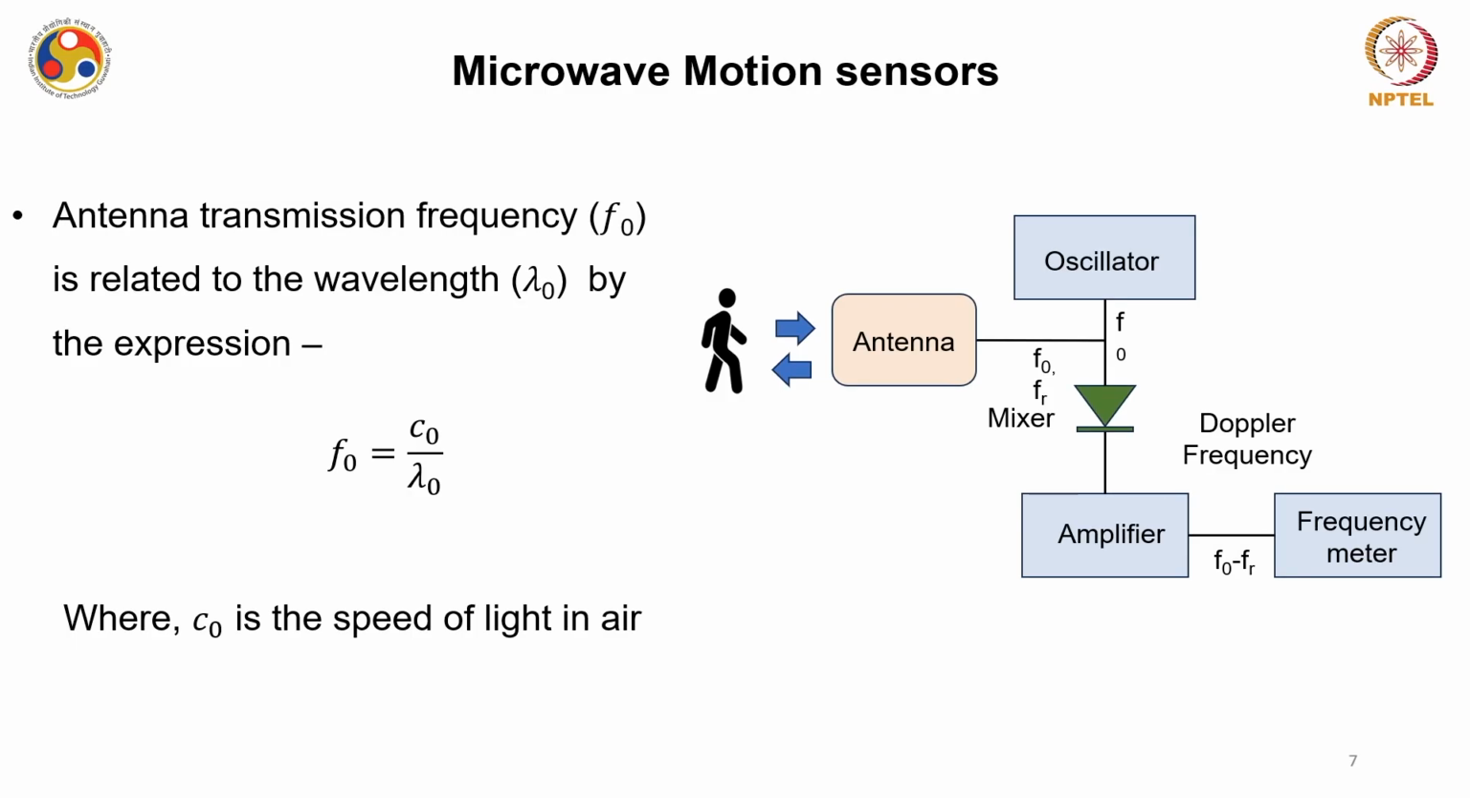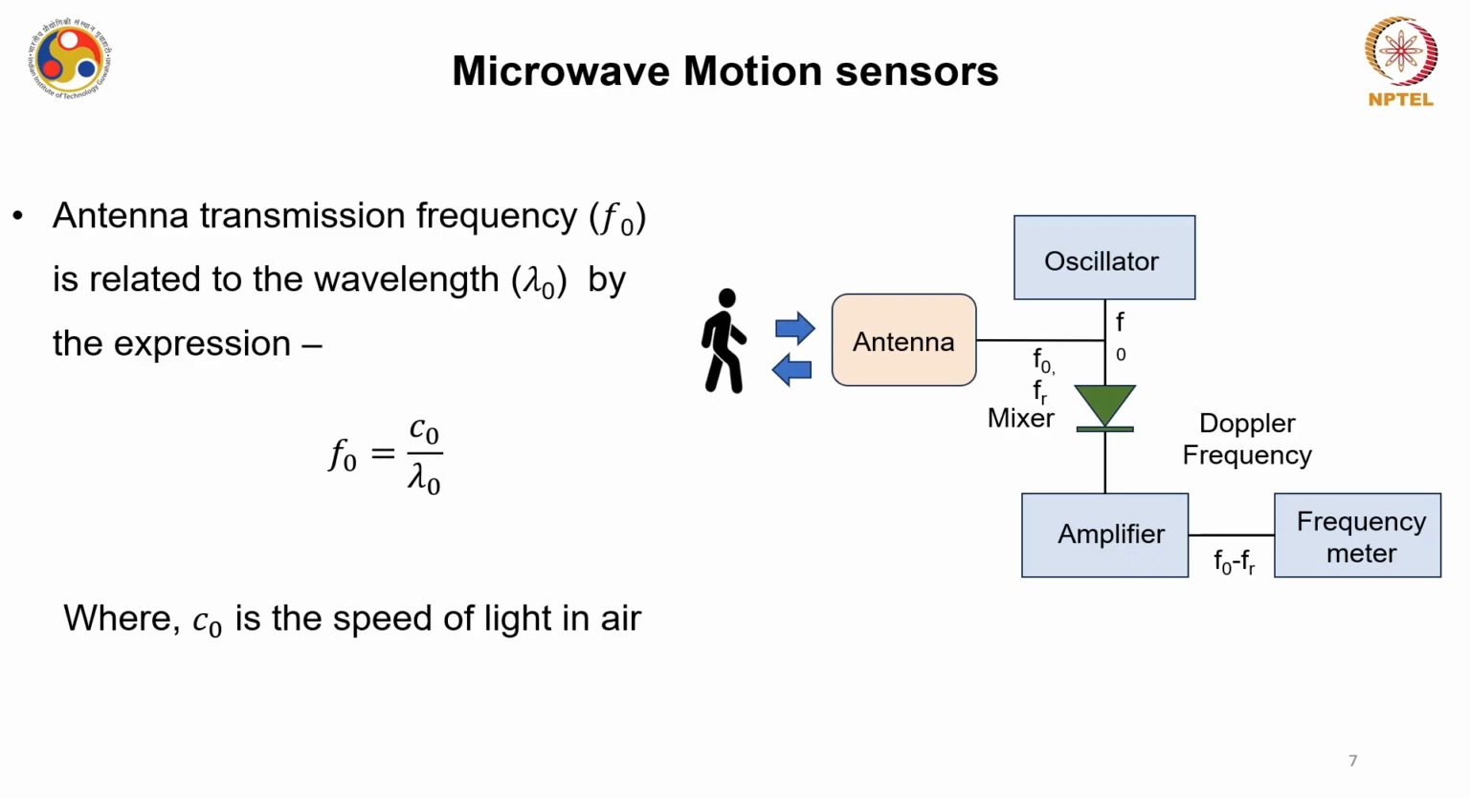This antenna transmits the frequency f0, and f0 is related to the wavelength lambda 0 by the simple expression f0 equals c0 by lambda 0, where c0 is the speed of light in air. Please note that in the ultrasonic occupancy sensors, we did not use this kind of frequency, because that is very near to a sound wave. Now we are talking about a speed which is nearly that of light. Microwaves travel with the speed of light because they are electromagnetic waves.